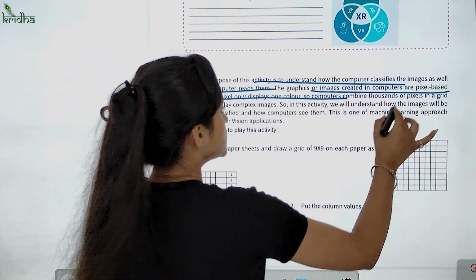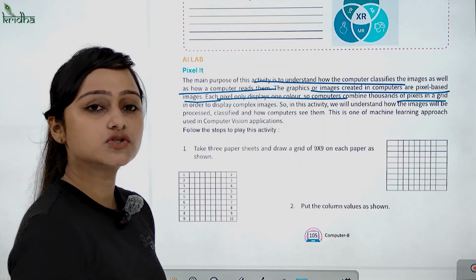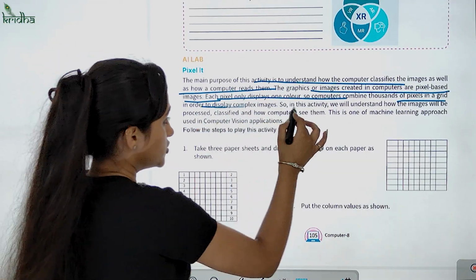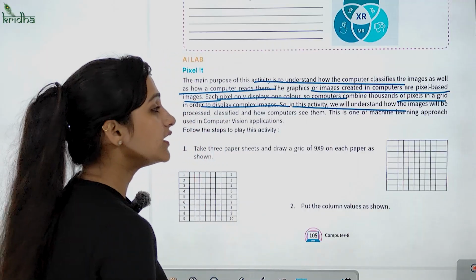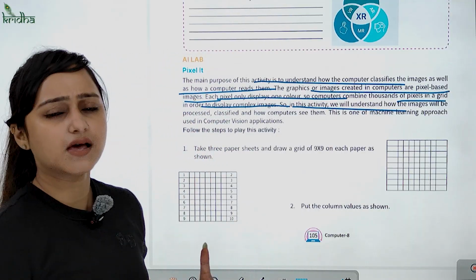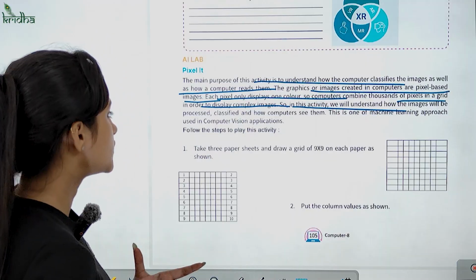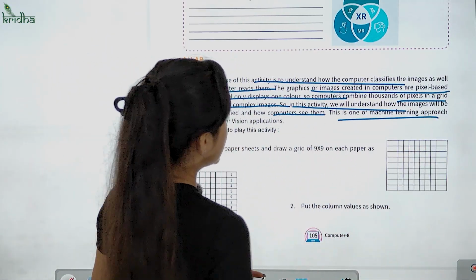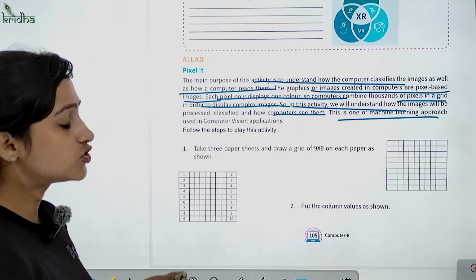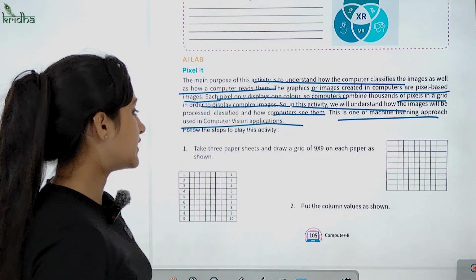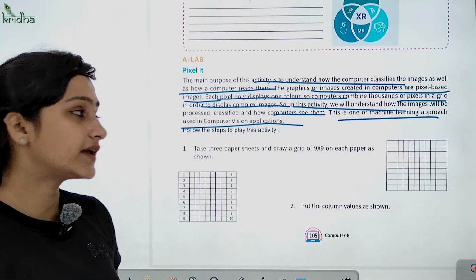So computers combine thousands of pixels. जो computer होता है thousands of pixels को combine करता है in a grid in order to display complex images. So in this activity we will understand how the images will be processed. इस activity में हम क्या करेंगे, क्या समझेंगे कि कैसे images process होती हैं, classify and how computers see them. कि computer कैसे देखता है. This is one of the machine learning approaches used in computer vision applications. Follow these steps to play this activity.